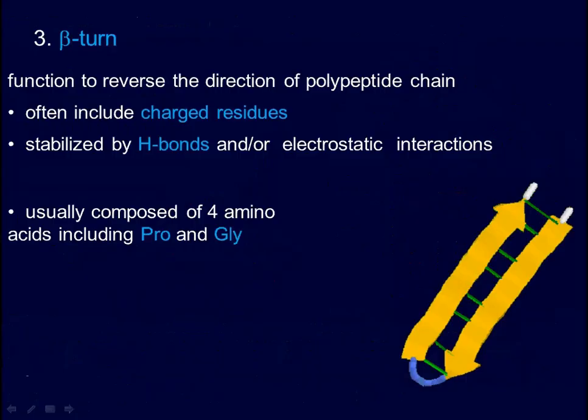Now, let me introduce you to the third element of secondary structure, beta turn. Beta turn functions to reverse the direction of polypeptide chain. It includes charged amino acid residues. It is stabilized by hydrogen bonds. And it is usually composed of 4 amino acids, including proline and glycine. As you may recall, proline and glycine disrupt alpha-helix, but they work well in beta turn.